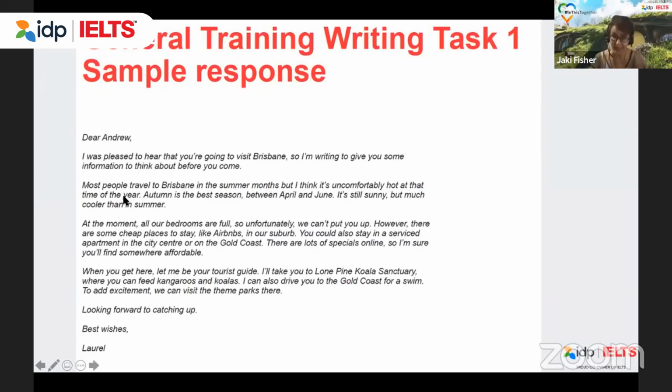Okay, so remember our bullets. First one is when and why. So most people travel in summer, but I think it's uncomfortably hot. Autumn is the best. Where's the why? It's still sunny, but much cooler. Okay, so there's the why.